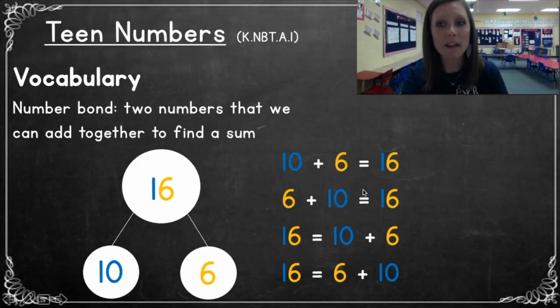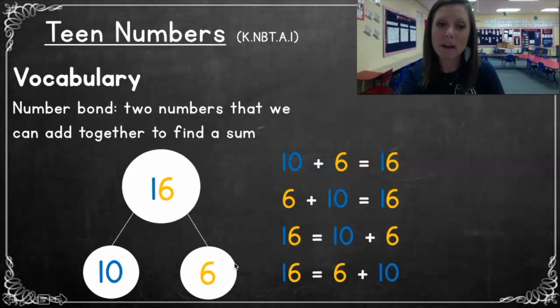Now I know that equal sign helps me balance my equation. It makes them the same on both sides. So I can also start with 16 and say that 16 is the same as 10 plus 6. 16 is the same as 6 plus 10. So this is how I'm going to use my number bond today.